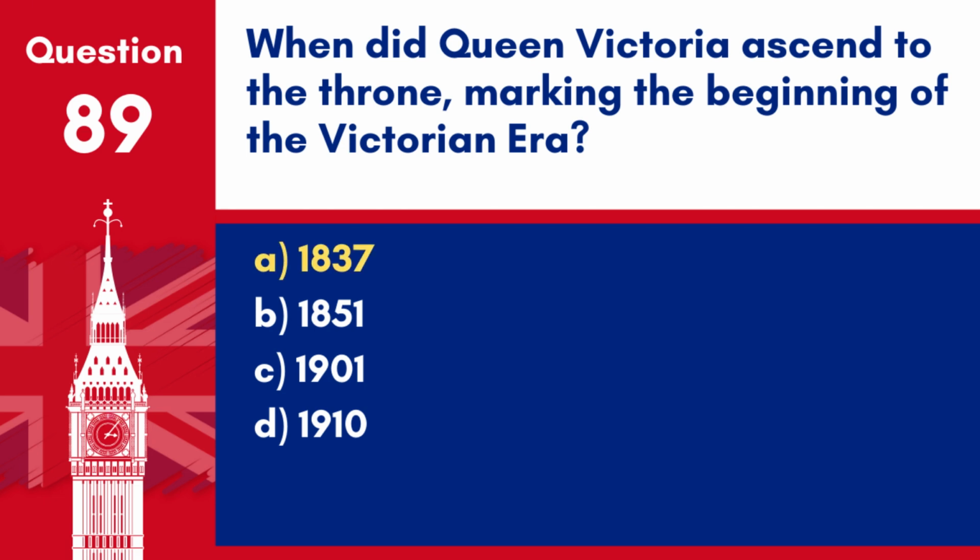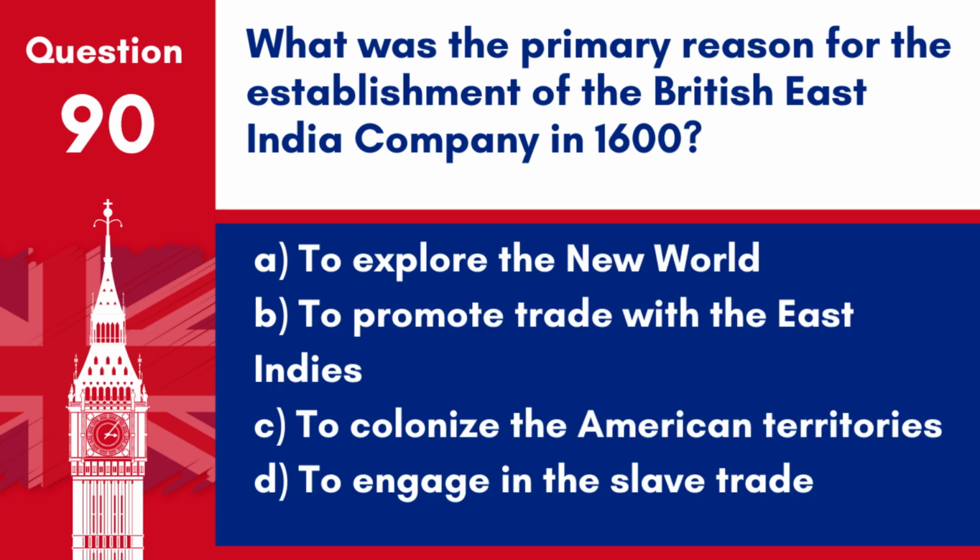Answer. A. 1837. Queen Victoria ascended to the throne in 1837, marking the beginning of the Victorian era. Question 90. What was the primary reason for the establishment of the British East India Company in 1600?